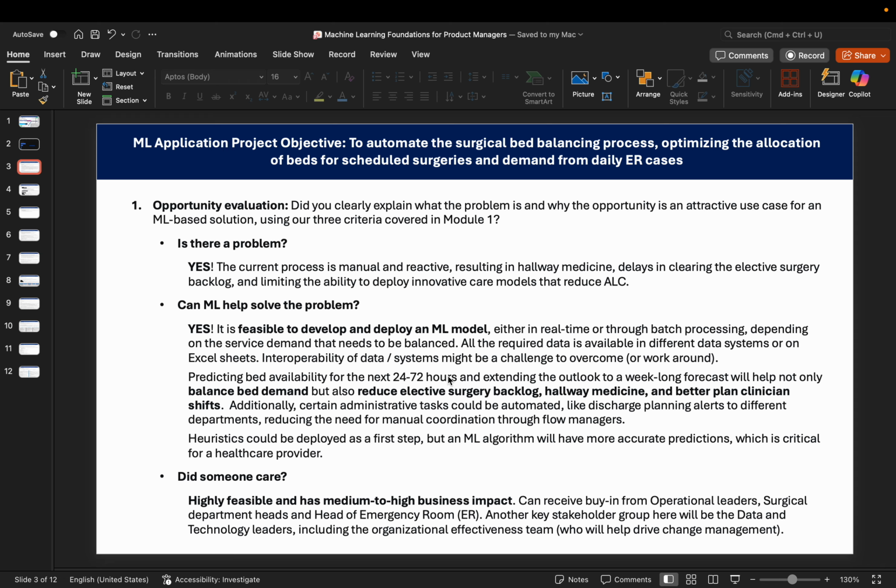The goal here would be to predict the availability of beds over a 24 to 72 hour time frame through forecasting, and then maybe even extend the prediction once the model is trained to a week-long outlook, which helps balance the surgery backlog, demand from ER, and better plan clinical shifts. I won't read everything on the slide, but you can see what's on here.